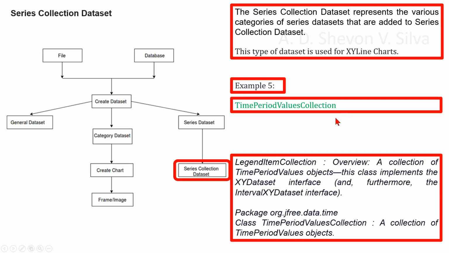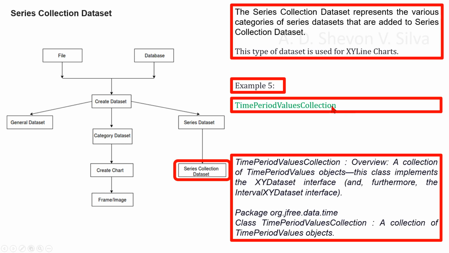Overview in TimePeriodValuesCollection. A collection of TimePeriodValues objects. This class implements the XYDataset interface and furthermore the IntervalXYDataset interface. The class TimePeriodValuesCollection in package org.jfree.data.time, a collection of TimePeriodValues objects. This class provides a more flexible but less structured alternative to the TimeSeriesCollection class. This class extends AbstractIntervalXYDataset.